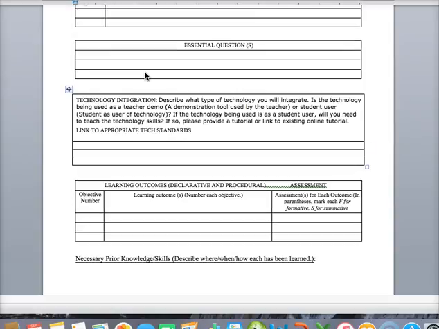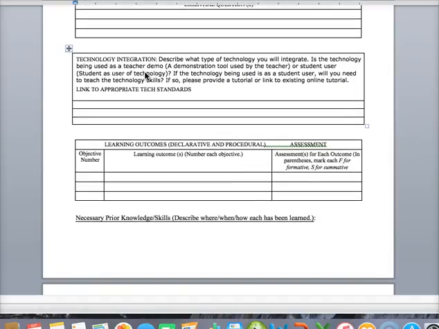Essential question: this may come from your unit plan or it may not. Okay, this is a big overarching concept that underpins what you want students to know. These have lots of different answers. You can't answer this question with one single answer. It's just a guiding question for you as you go into this lesson.